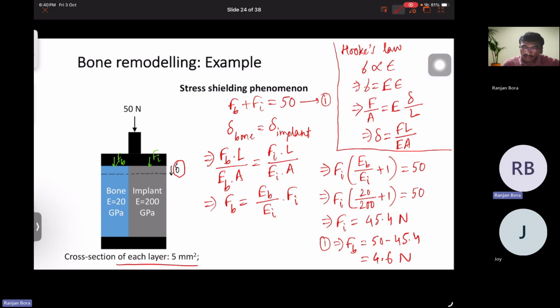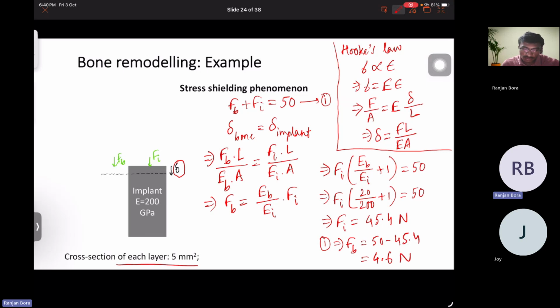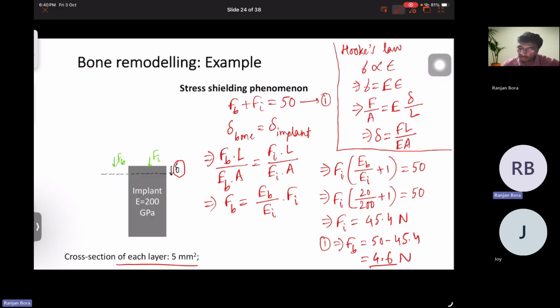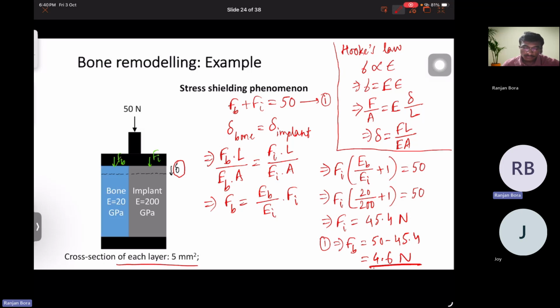So you can say when there is no implant, the whole 50 Newton load was taken by the bone. But when we place an implant, this 50 Newton load is getting decreased to 4.6 Newton. So there is a significant reduction in the load carrying capacity of the bone. Because of this, stress shielding happens, resorption in the bones surrounding the implant.